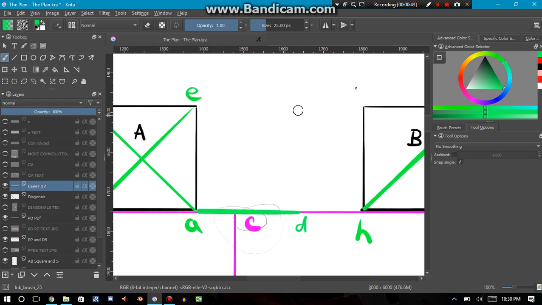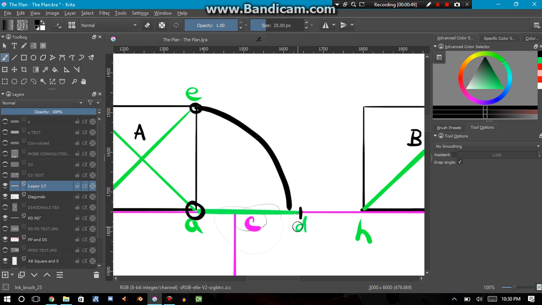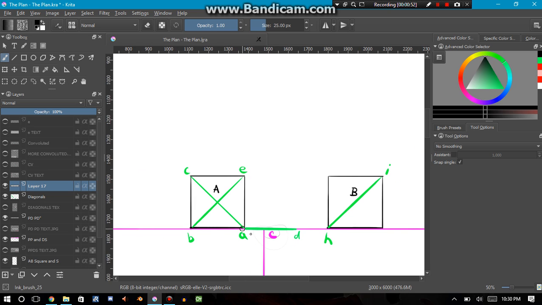Now another way to do this is you would use a compass. You'd use A as your center, and then E as your radius, and bring it down, and then this point would be D, where lowercase d would be.